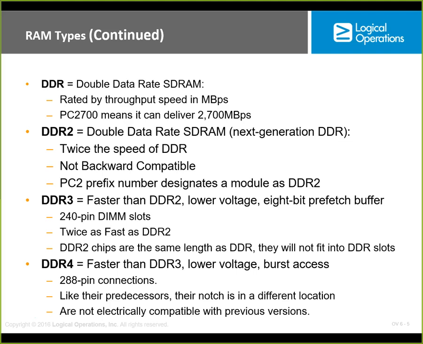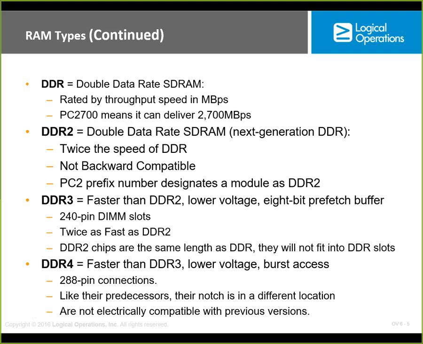Next generation DDR, twice the speed, not backward compatible. PC2 is the prefix number for the DDR2. PC2 2700 would be DDR2. DDR3, 240 pins, twice as fast as DDR2. DDR2 chips are the same length as the DDR, but they won't fit in the slots. There's a little notch in them that they keep moving around so that you can't line it up. It physically won't go into the wrong slot, which is a good thing because people used to put the wrong memory in the wrong slots before those kinds of things happen.